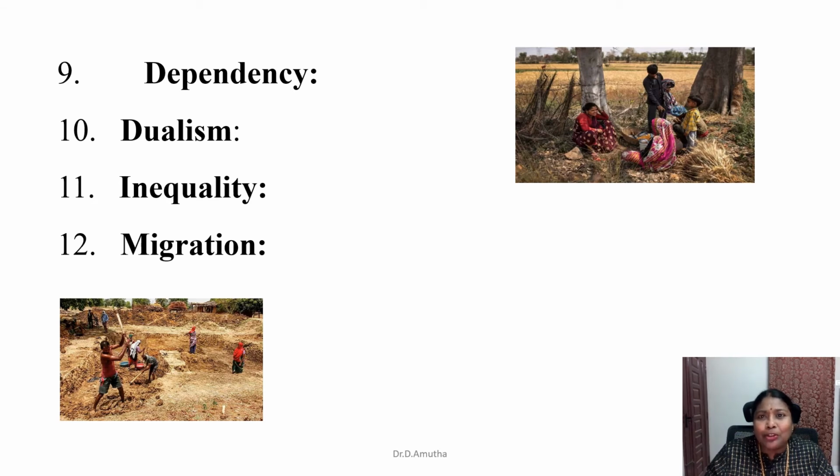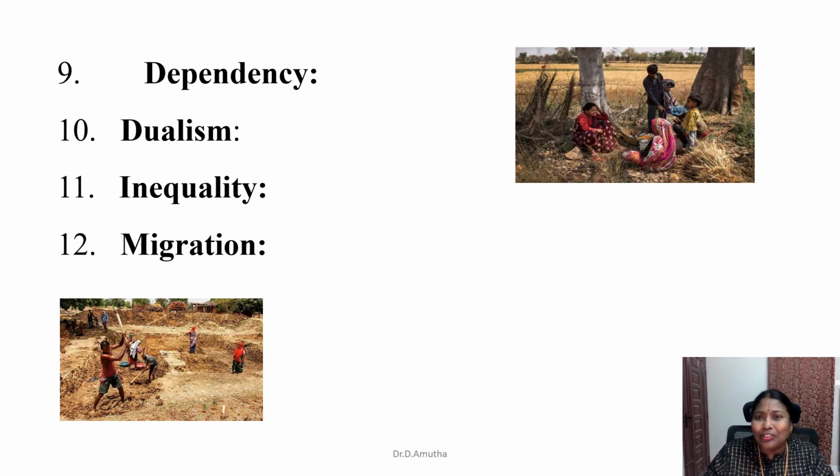Now, I would like to update you on the ninth feature of rural economy, which is dependency. Rural households are largely dependent on social grants and remittances from family members working in urban areas and cities. Dualism. Dualism means the coexistence of two extremely different features like developed and underdeveloped, organized and unorganized, traditional and modern, regulated and unregulated, poor and rich, skilled and unskilled, and similar contradicting situations in a region. These characteristics are very common in rural areas.